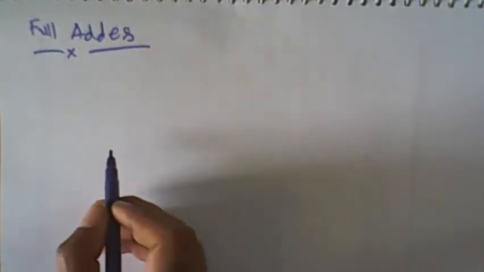Let's take one more example. It is a full adder. Let me design a full adder. Another example is the full adder. Let's first define what the full adder is. The definition of a full adder is that it is a 3-bit adder.